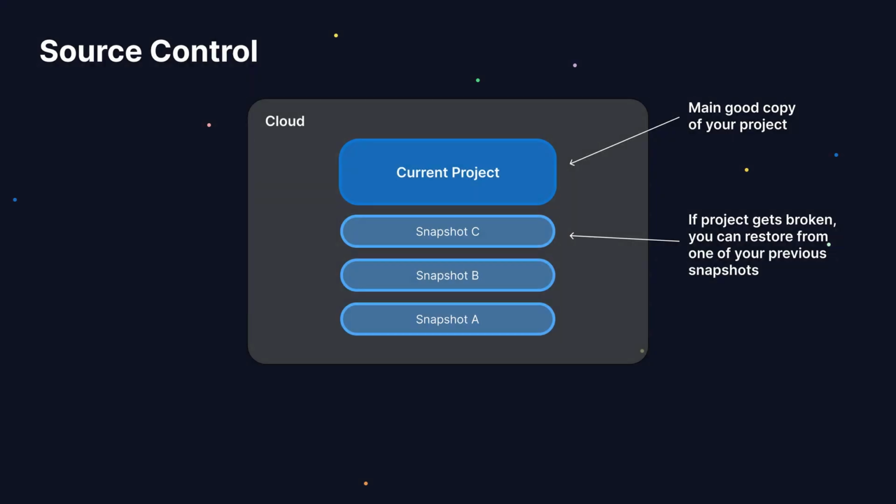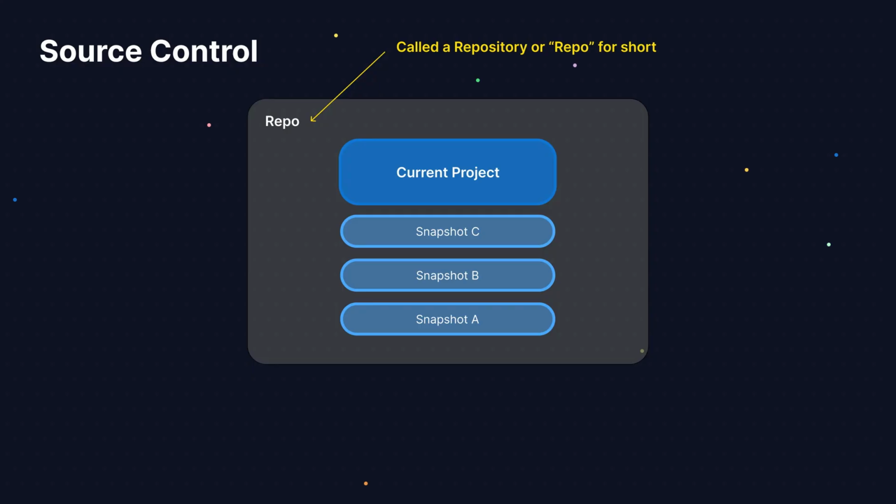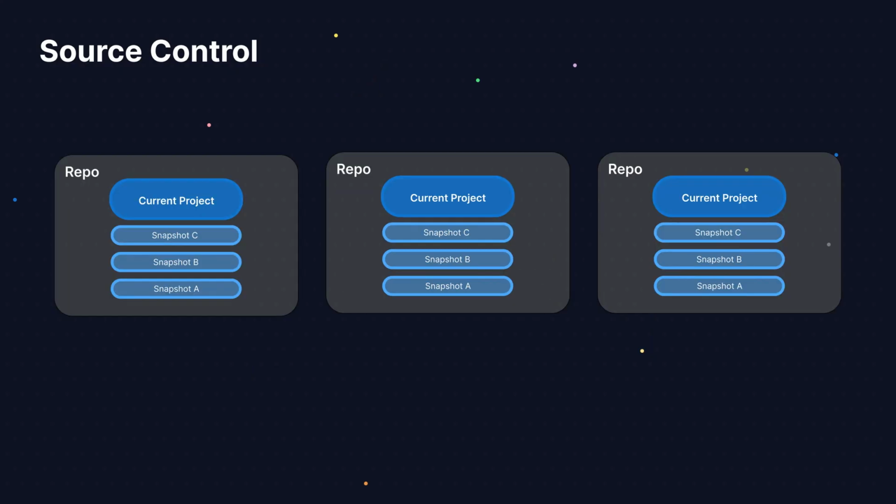Before we go any further, I need to explain how source control works so that the next steps make sense. So earlier I used the analogy of a vault that stores your code. So the actual term for this is repository or repo. Now each repo is for a single code project, but you can make as many repos as you want.